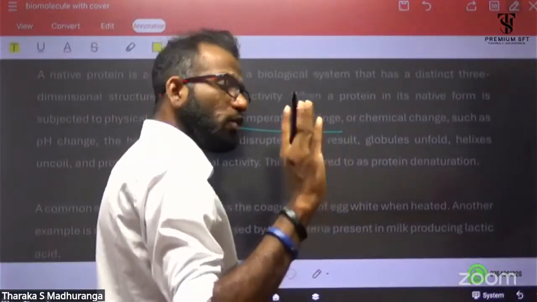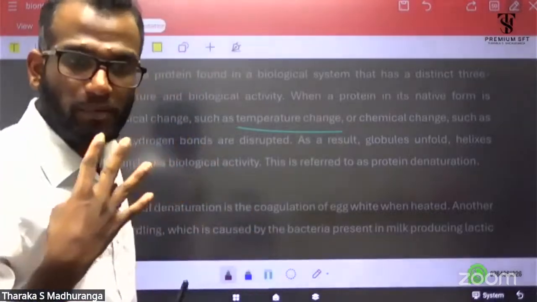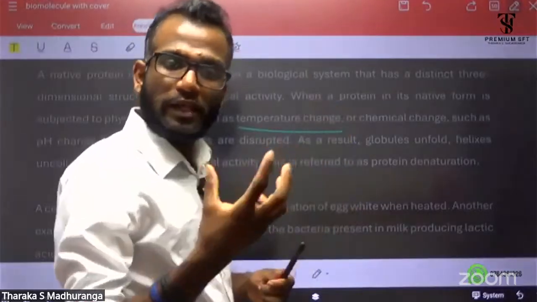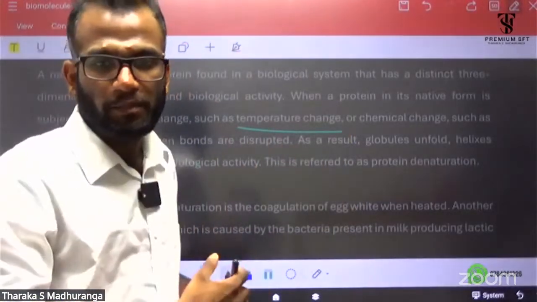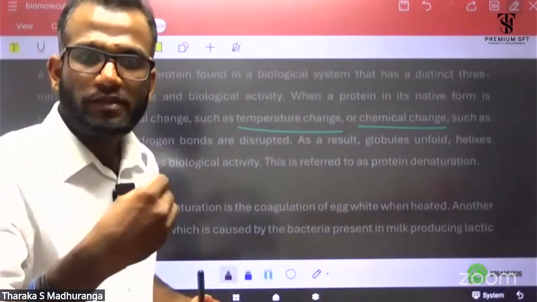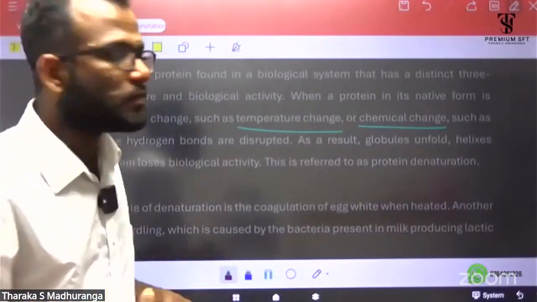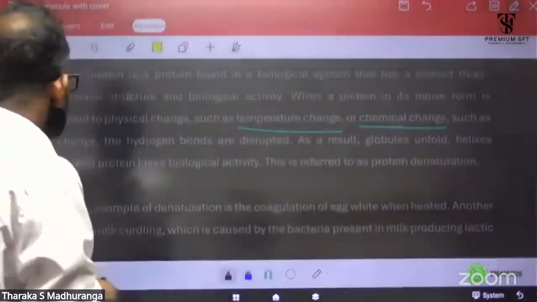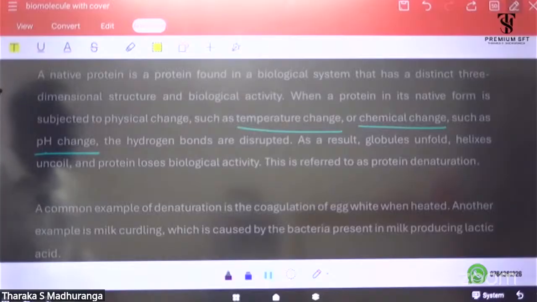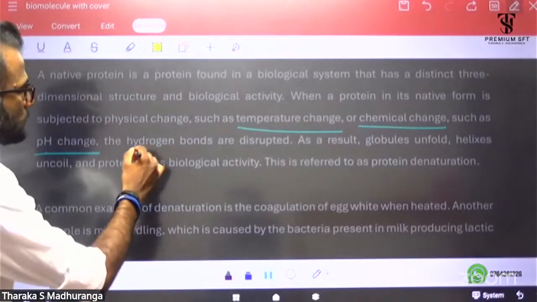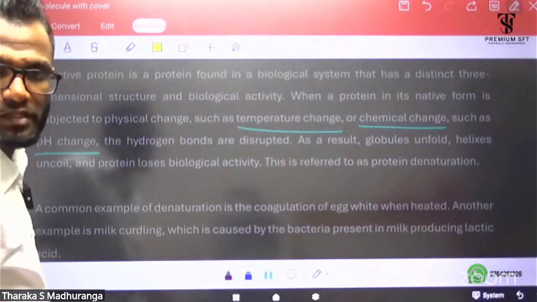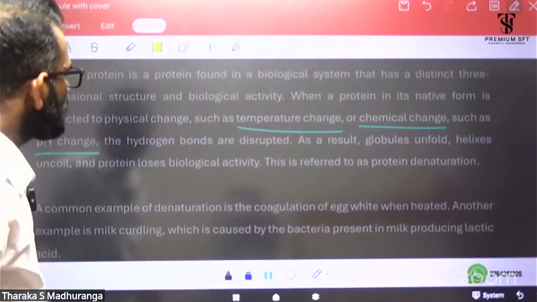There are 4 main factors affecting protein denaturation. The first one, temperature. Boiling an egg is denaturation by temperature. Or we can use chemical changes. We can add different powerful acids or bases for protein denaturation. We can change the pH, pH meaning acidity and basicity, and we can use UV radiation also.